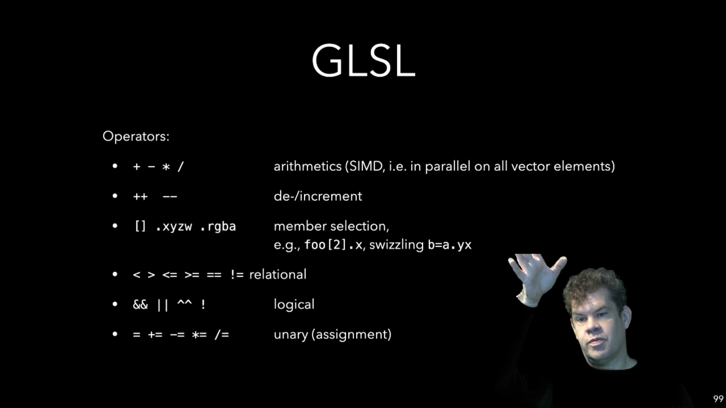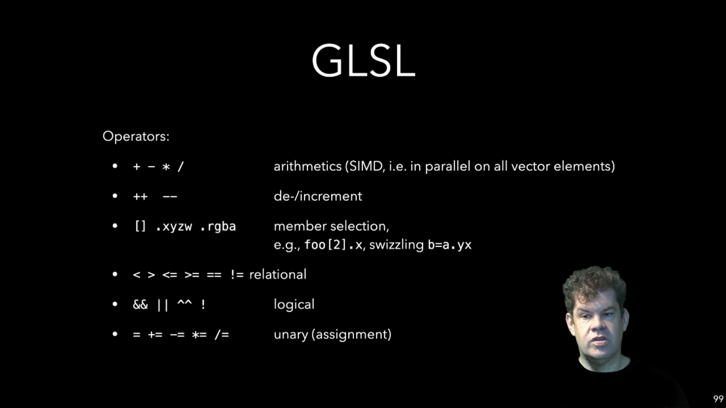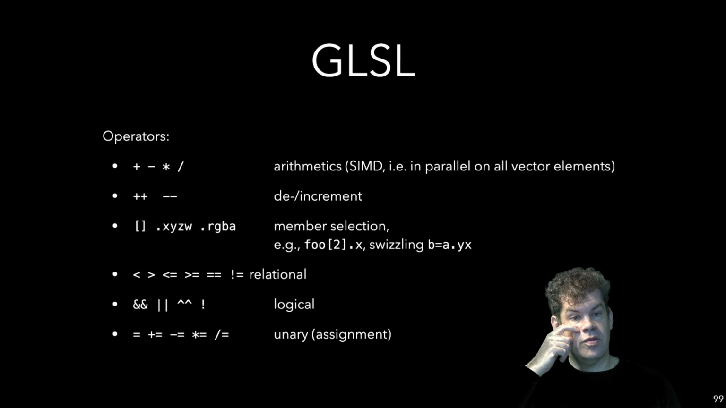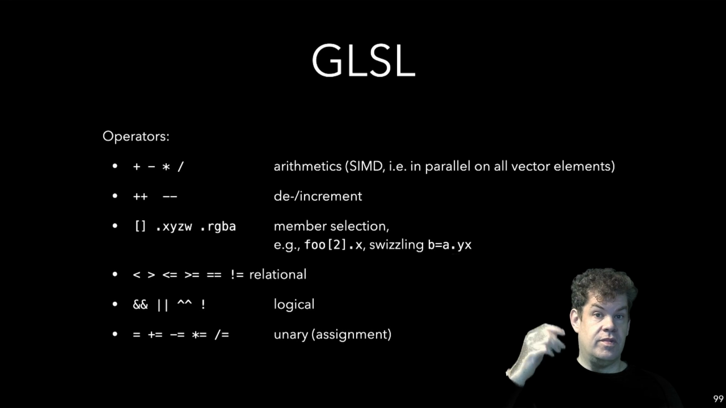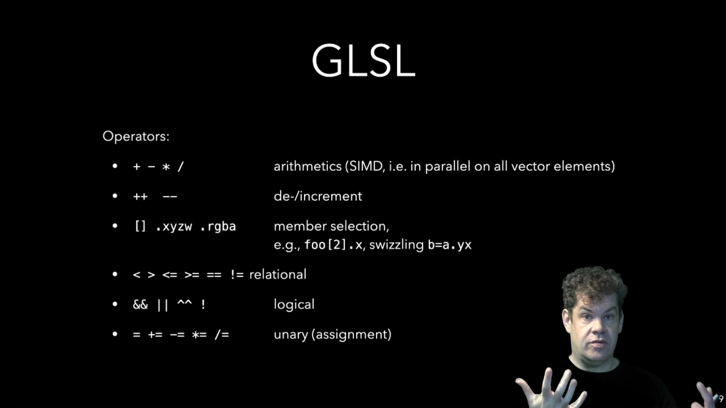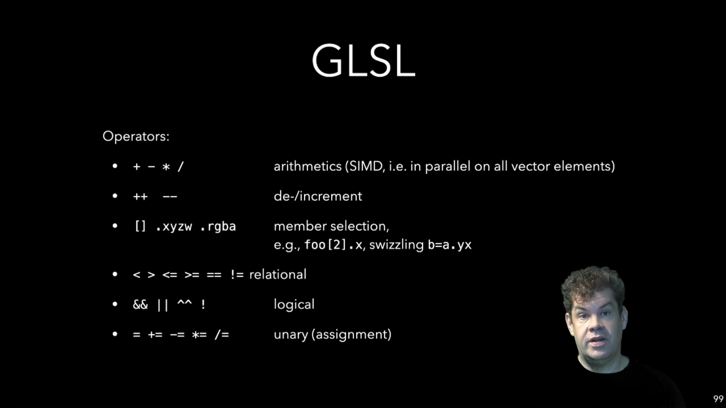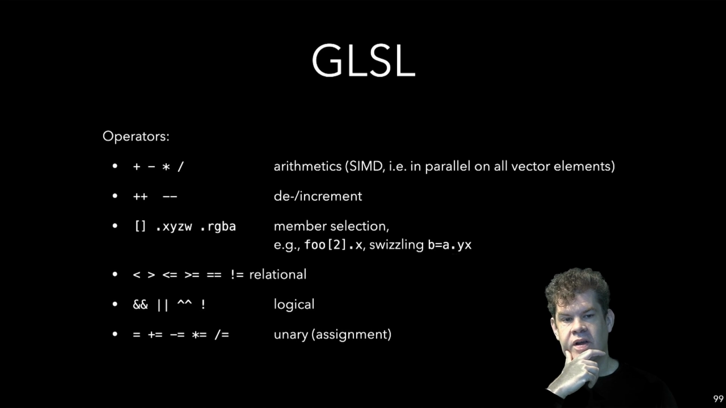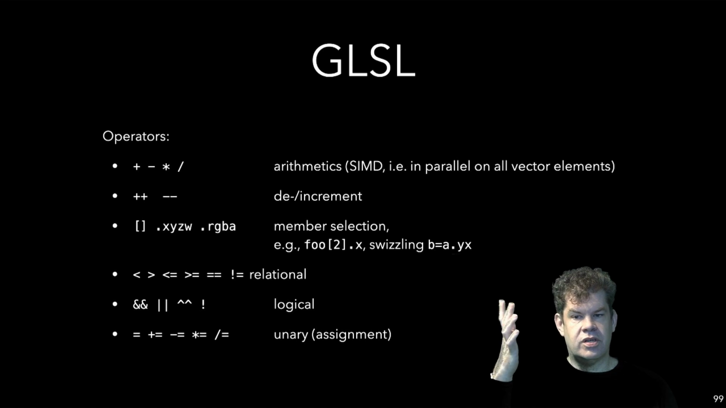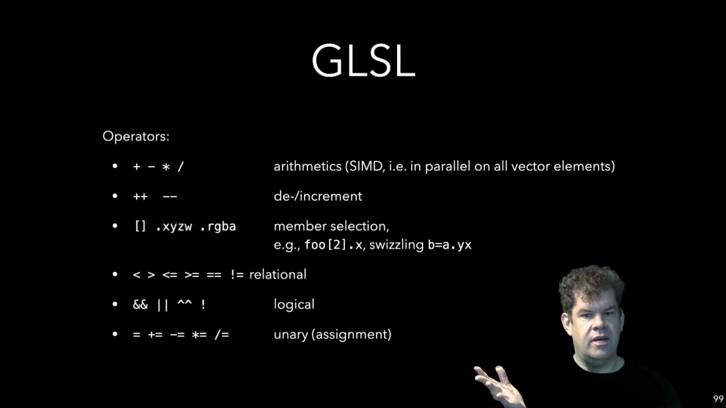You have operations: plus, minus, times, division, plus plus, minus minus, the usual stuff. But the cool thing here is you can do a plus of two matrices or two vectors. It will compute vector and matrix arithmetic for you. You can access members of vectors or matrices by what's called a swizzling operator. You can do comparison and logical ops, the usual stuff.